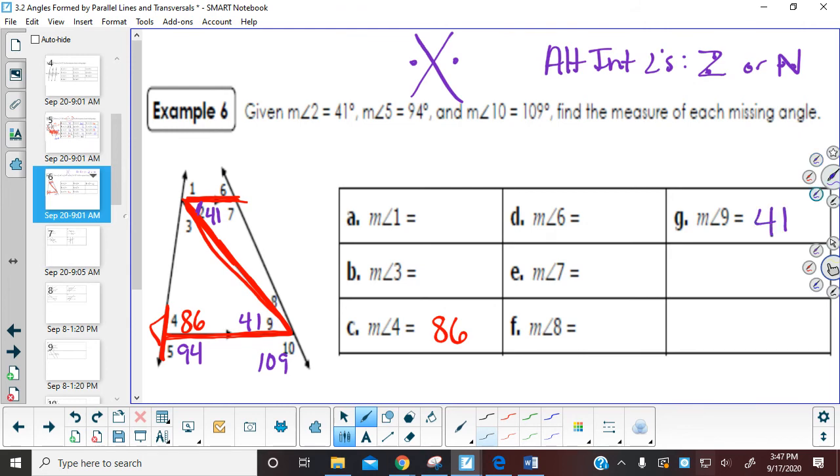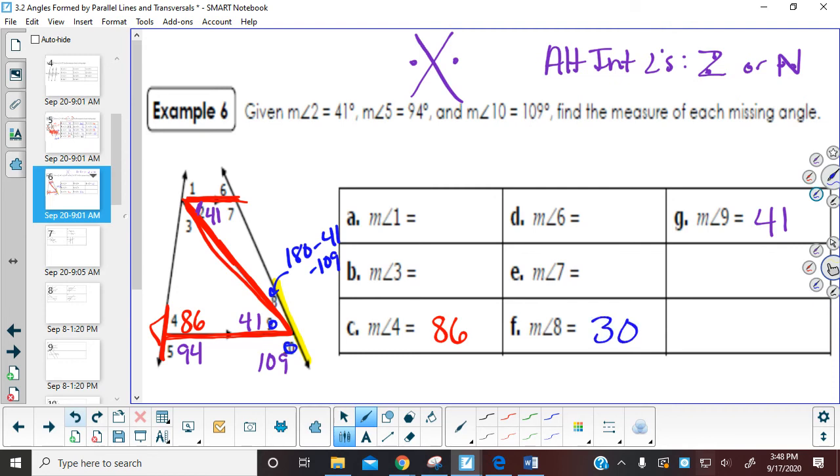And then again, on the right-hand side, I've got a straight line, which tells me that these three angles, boom, boom, boom, are going to equal 180 together. So to come up with angle 8, I'm going to do 180 minus 41 minus 109. So 180 minus 109 minus 41. Those are going to give us that angle 8 is 30 degrees.